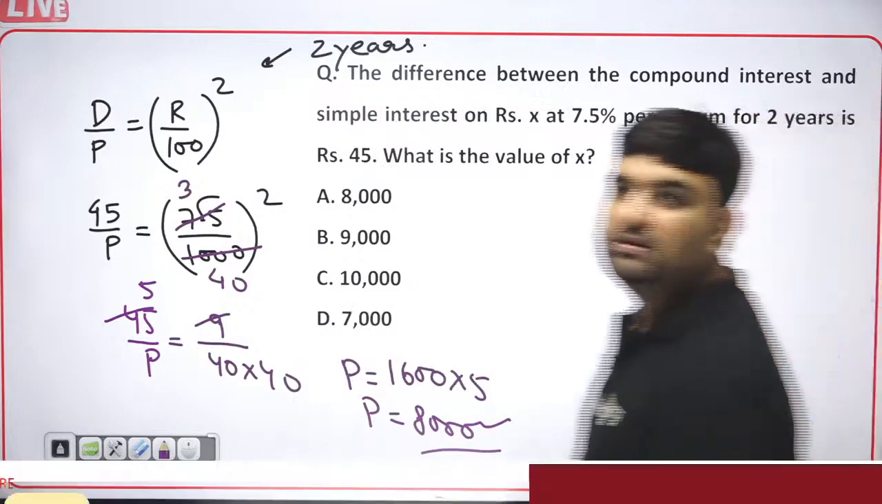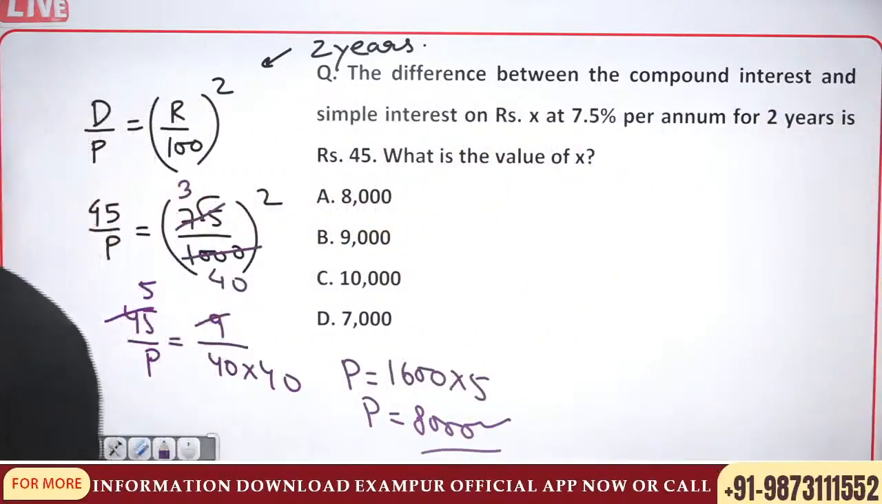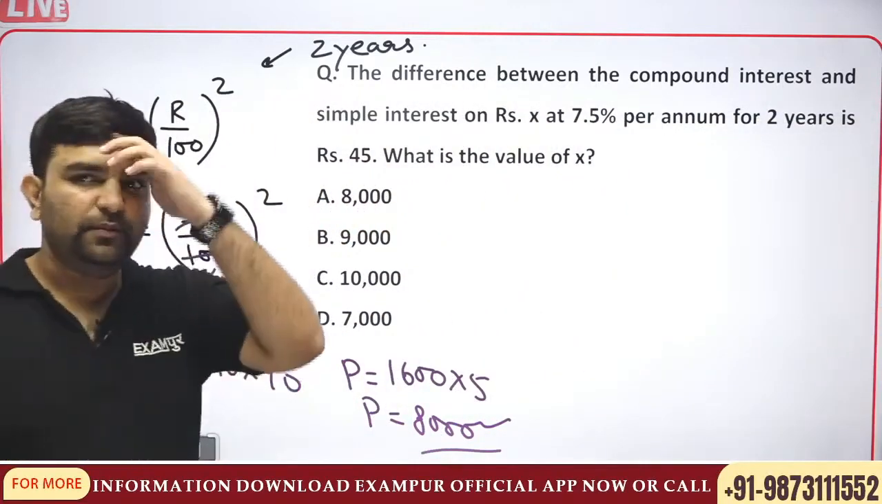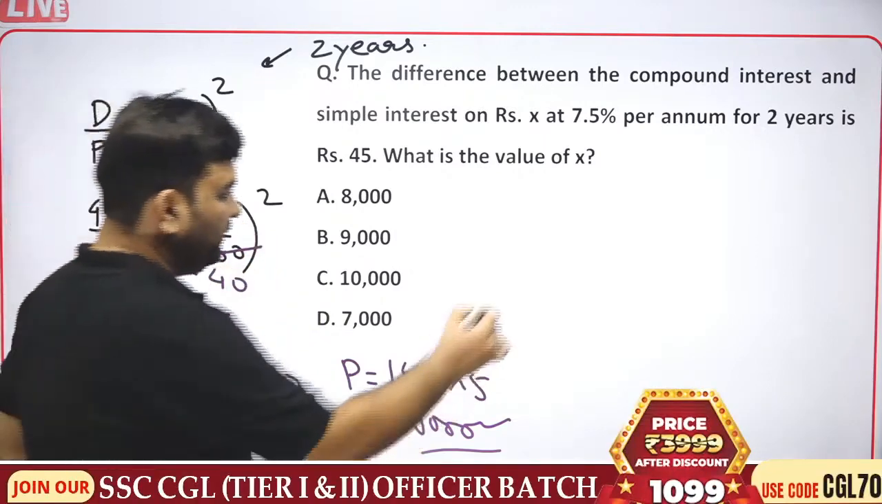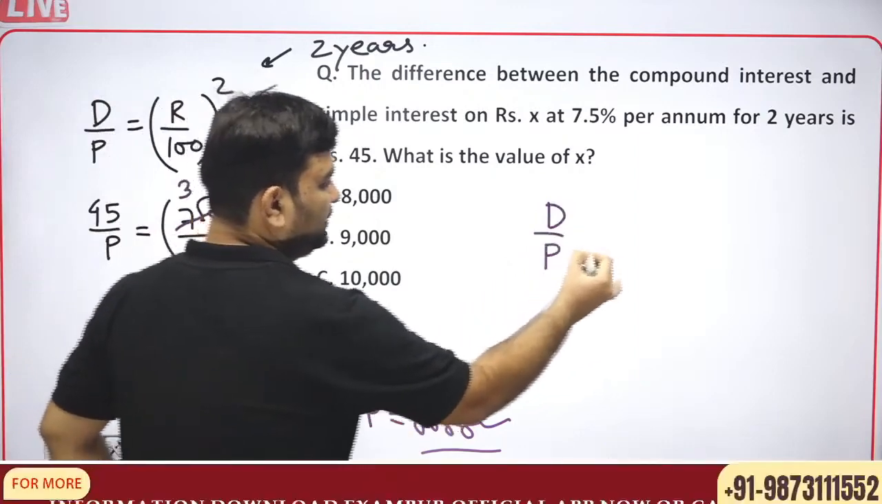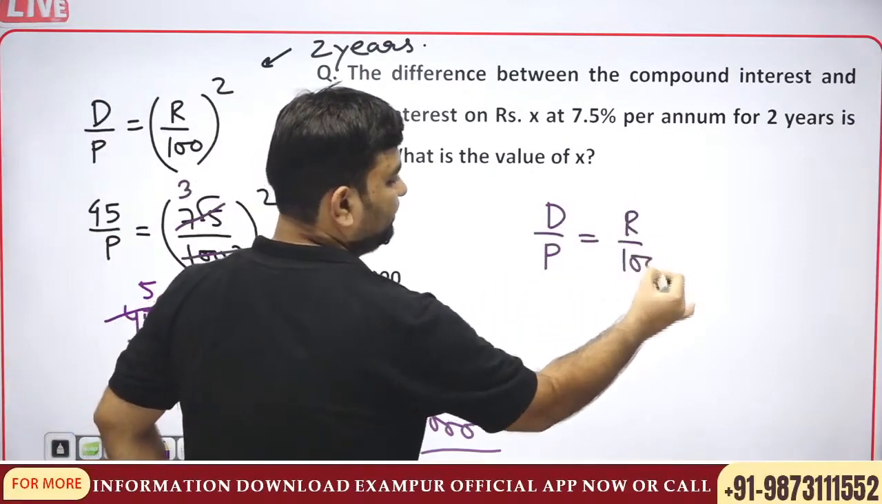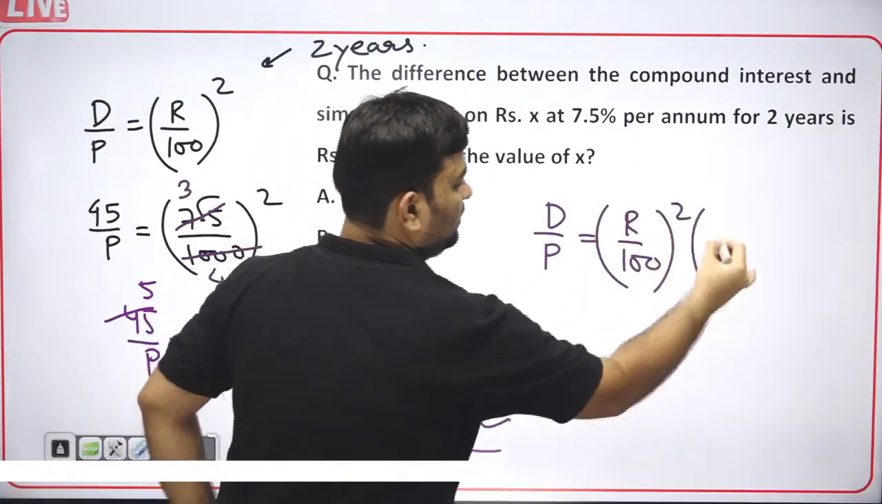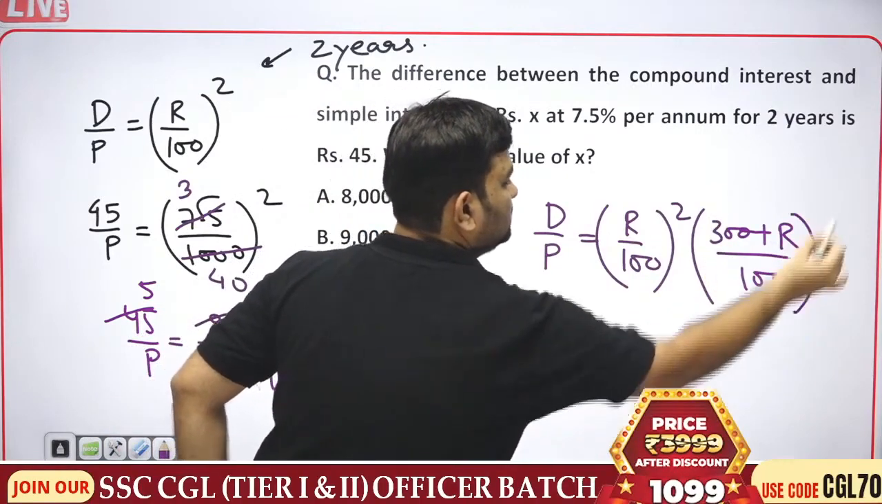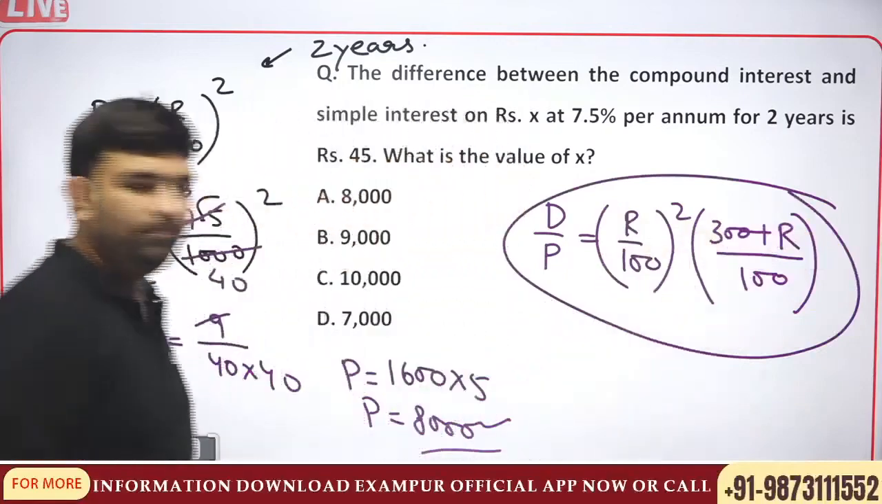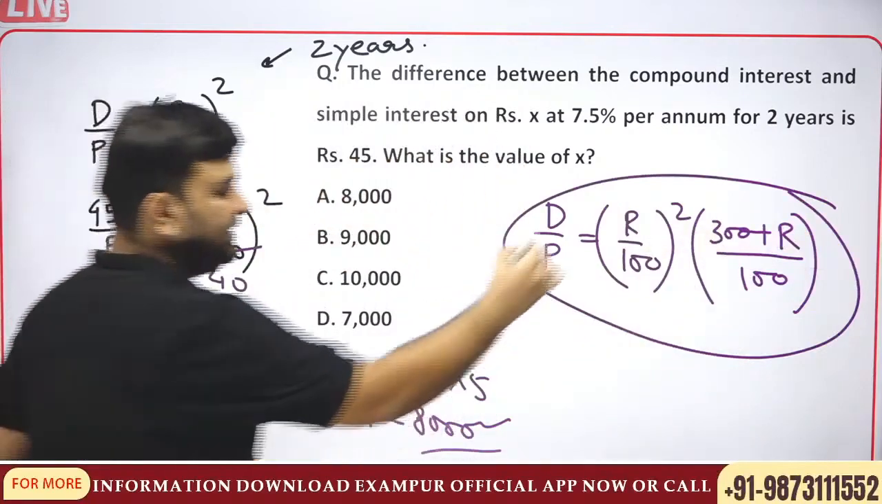So for 2 years, the difference between SI and CI is P times (R over 100) whole square. For 3 years, it is this.